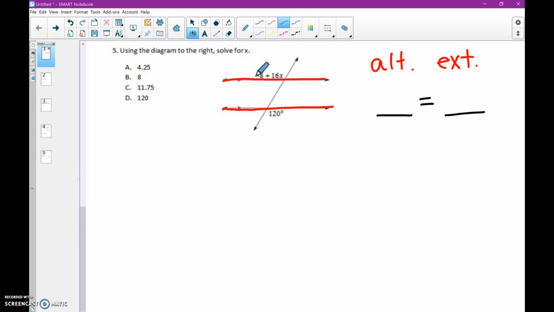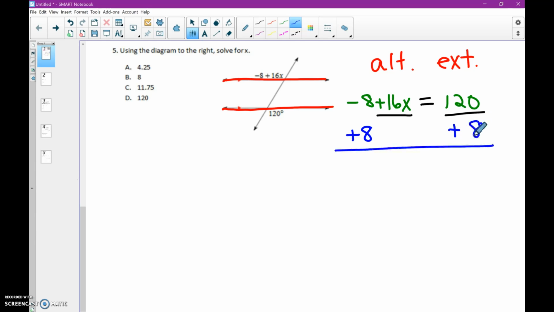And all I got to do is plug in my 2 angles on each side and start my algebra. Remember, I want to move things away from x first, so I do the thing that's not directly attached to it. So I start by getting rid of -8. Get rid of -8 by adding 8. Those will cancel out and make 0. So now I have 16x equals 128. If it's 16 times x, I got to divide by 16 on both sides.